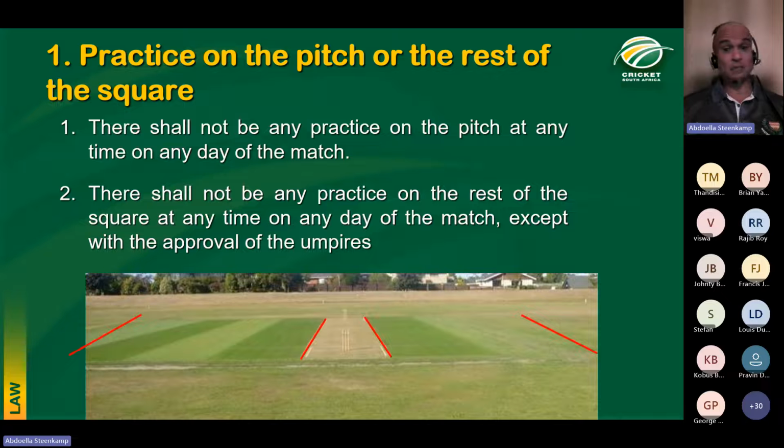but those are playing conditions. But according to the law, no practice on the whole of the square, except with the approval of the umpires. But as I said, in provincial and international cricket, there are playing conditions that govern this, that allow teams to practice on those bowling strips right at the end of the square. But otherwise, no practice on the match pitch, nor the rest of the square.